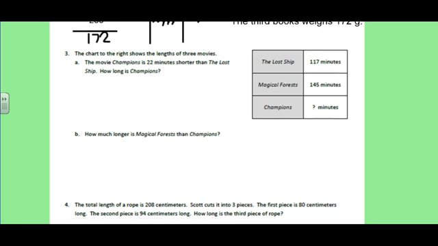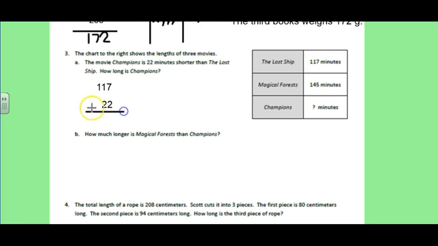It says the chart to the right shows the lengths of 3 movies. The movie Champions is 22 minutes shorter than The Lost Ship. So if The Lost Ship is 117 minutes, and this Champions movie is 22 minutes shorter, if we take 22 minutes away from our 117, that will tell us how long this Champions movie is.